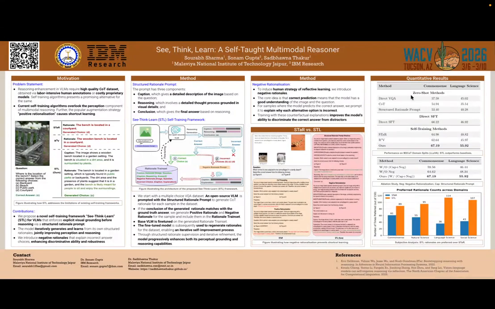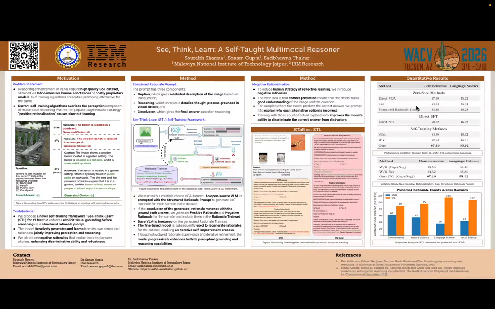Now comes the quantitative results. We have performed our experiments on M3CoT domain splits. We have taken four domain splits: commonsense, language science, natural science, and social science. Across all the experiments, the base VLM employed is LLaVA 7 billion instruct. In the first table, we have compared our STL framework with several baselines.